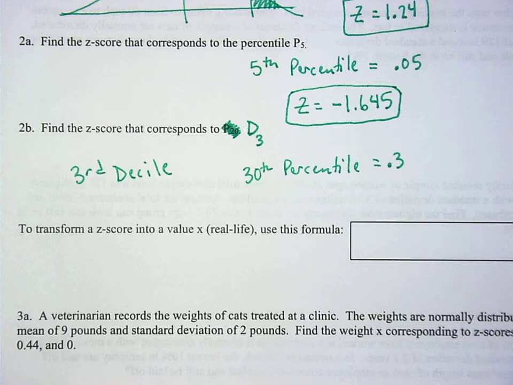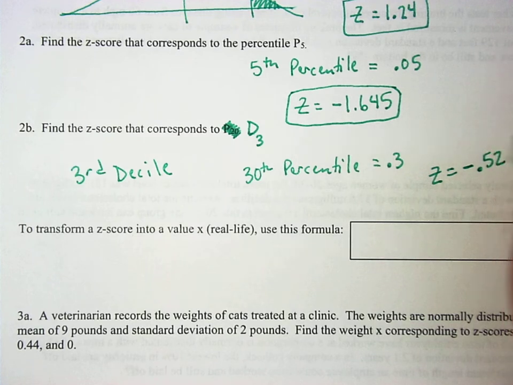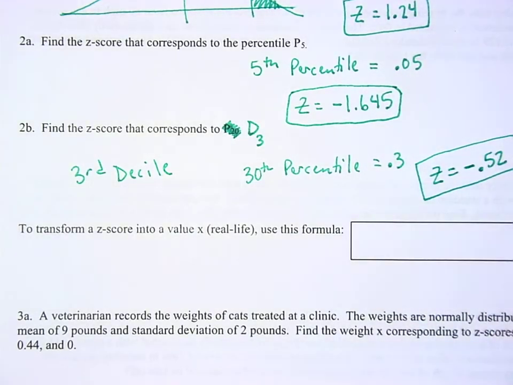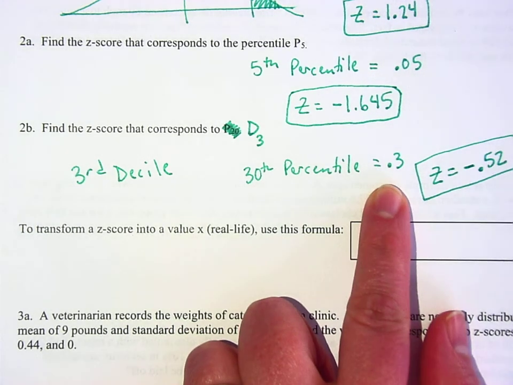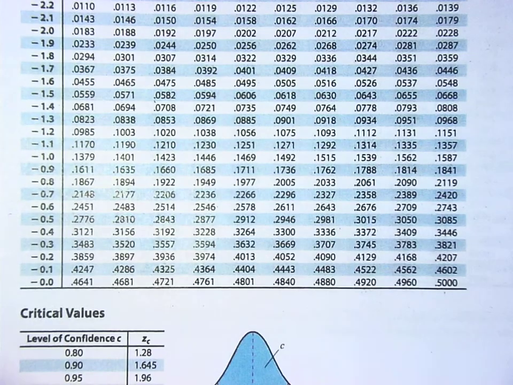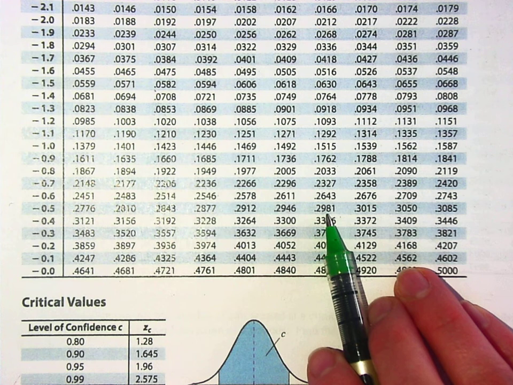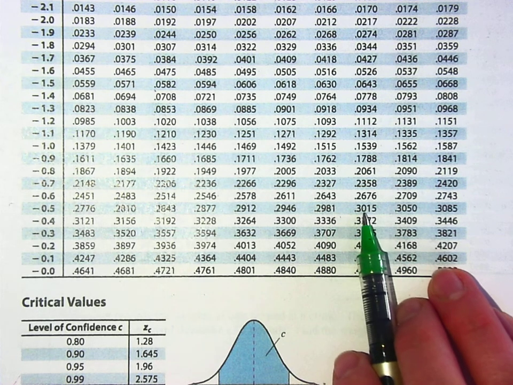I got negative 0.52. You guys get the same thing? Yep. So do you understand that it's the 30th percentile? Yes. Okay. So now I'm looking at 0.3 in the middle of the table. And the thing that is closest to 0.3, this one is 0.2981, which means it's 19 ten-thousandths below. And this one is 15 above. So I'm picking this one because it's closer to 0.3, which is negative 0.52.